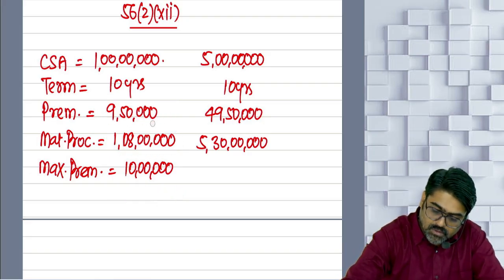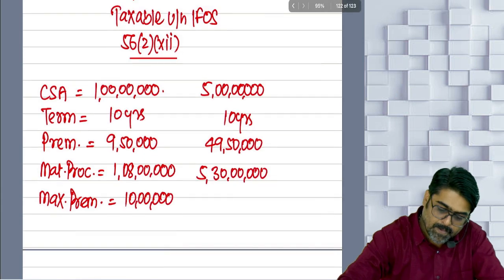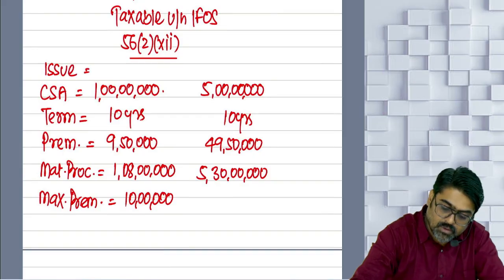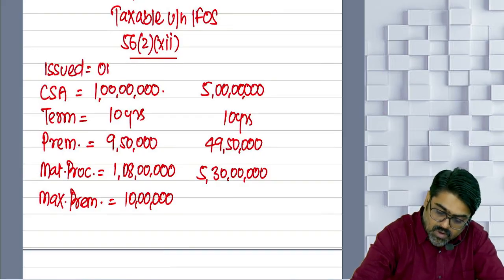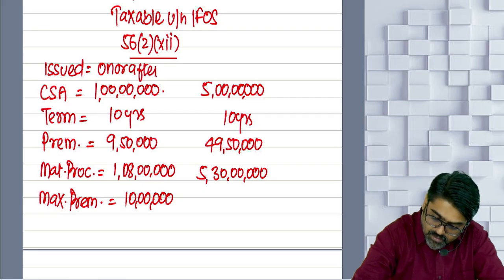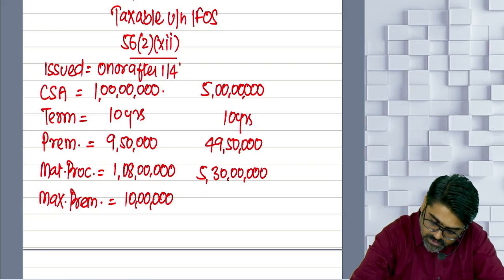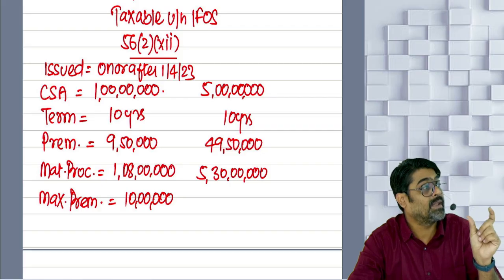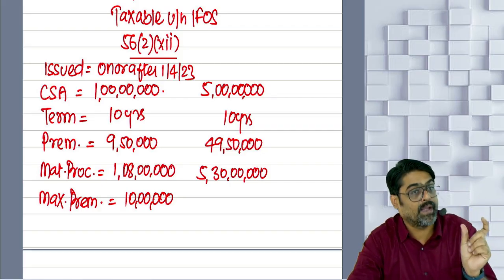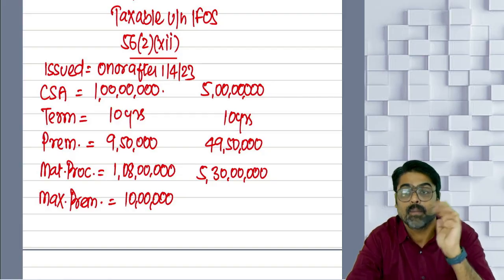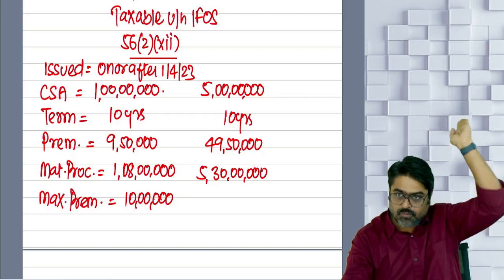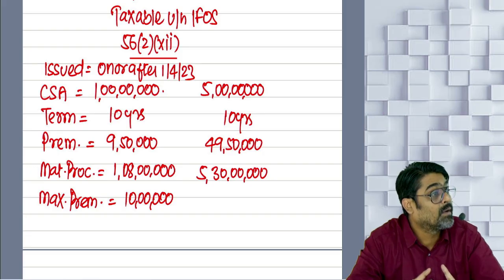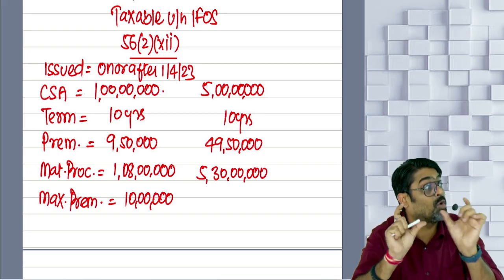Now why did I do that? See, the issue date of the policy is important now. If the policy is issued on or after 1st April 2023, only then you are going to see that the premium should be within the percentage limit and also within the limit of 5 lakhs. But if the policies were issued prior to 1st April 2023, then only check the percentage limit. Don't apply the 5 lakh rupees monetary limit, because at that time there was no monetary limit.